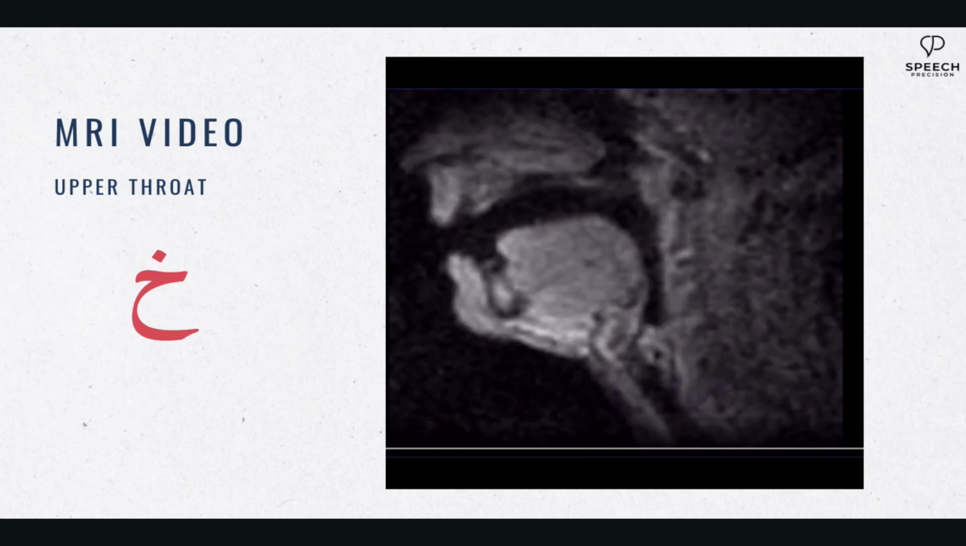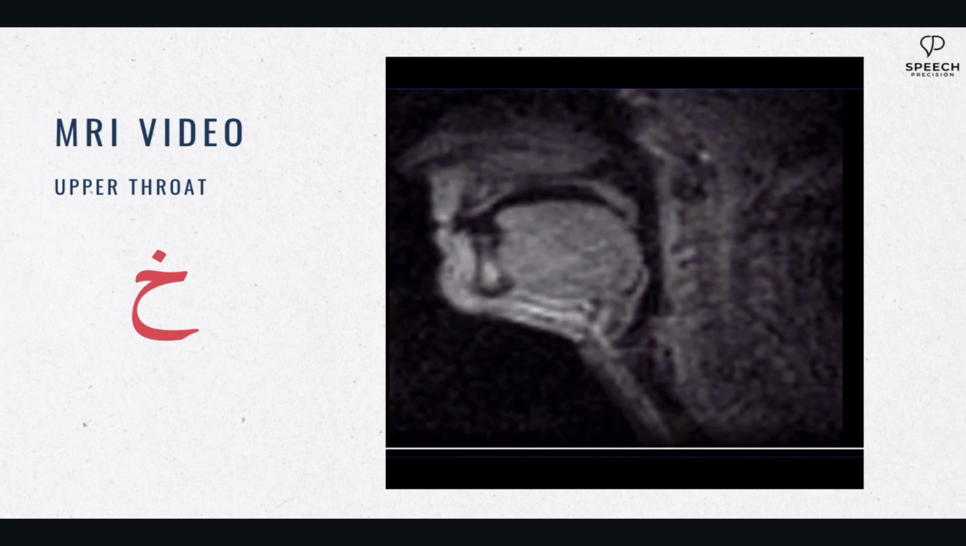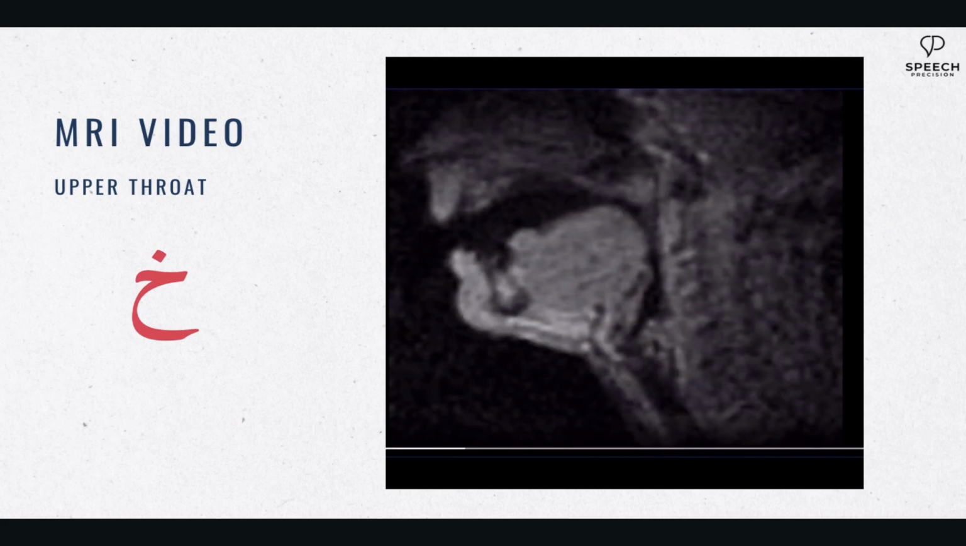Next we have the kha. So you should see the back of the tongue do something very similar to what you saw in the ghain. Let's watch. Okay, so same thing. You see the back of the tongue lifts up and it goes up towards the soft palate.